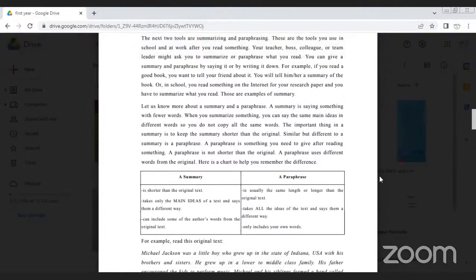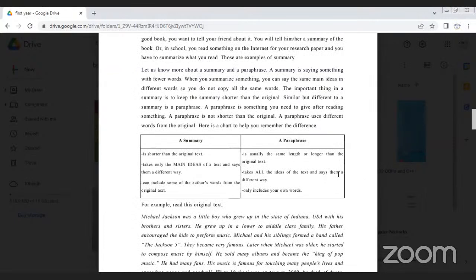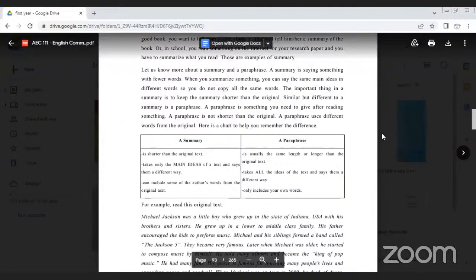Similar but different to a summary is a paraphrase. There is a difference between summary writing and paraphrase. A paraphrase is something you need to give after reading something. A paraphrase is not shorter than the original. A paraphrase uses different words from the original one.